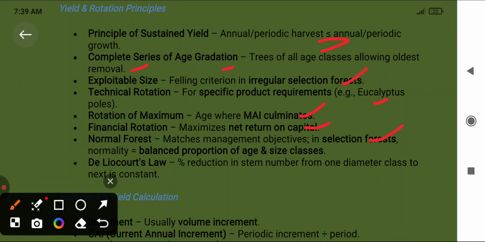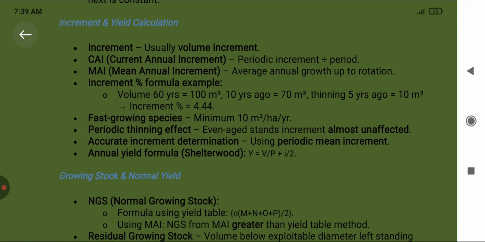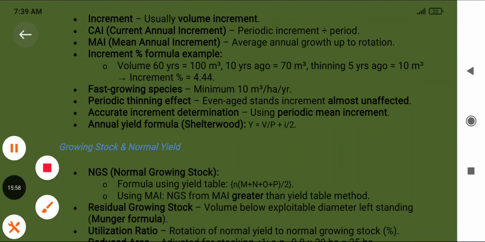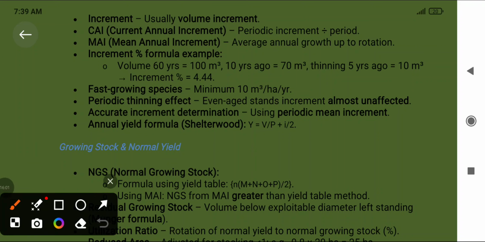Normality: balanced proportion of age and size classes. De Liocourt's law: percent reduction in stems number from one diameter class to next is constant. And increment is usually volume increment. CI is periodic increment percent divided by period. MAI is average annual growth up to rotation. Increment percent formula, volume in 30 years. Fast growing species minimum 10 cubic meter per hectare per year. Periodic thinning affects even-aged stand increment almost unaffected. Accurate increment determination using periodic mean increment. Annual yield formula, Celtner Wood: Y equals V by P plus I by 2.